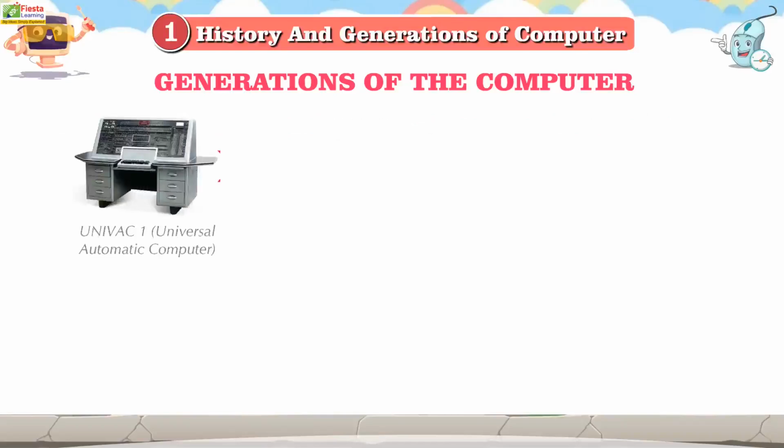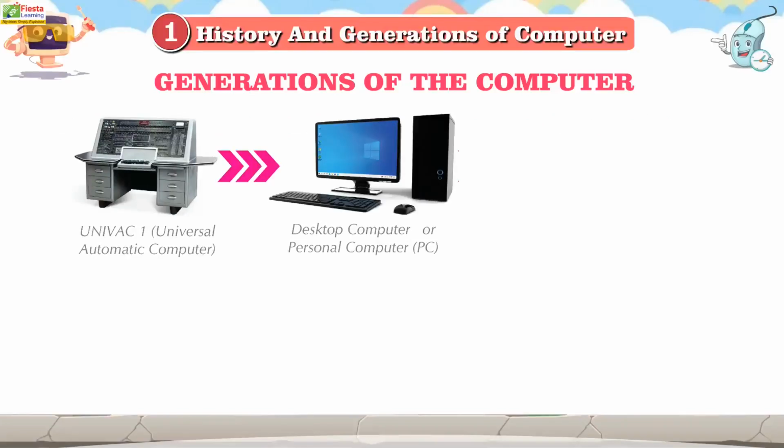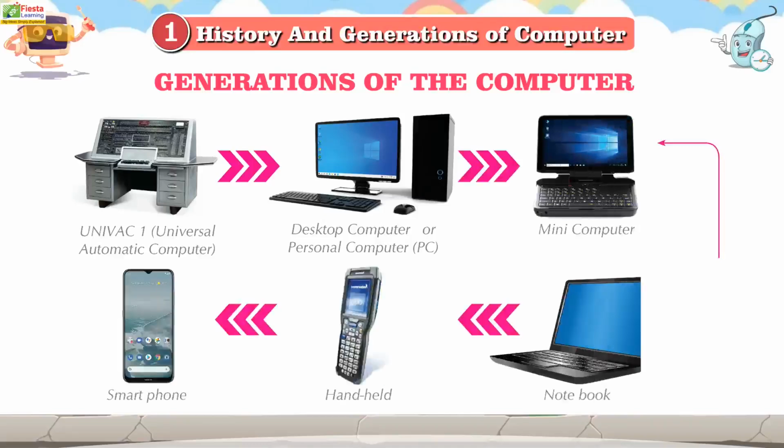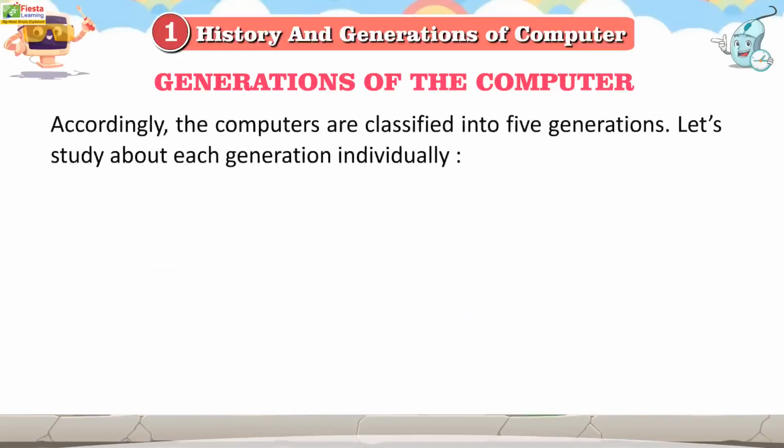UNIVAC 1, Universal Automatic Computer. Desktop computer or personal computer PC. Mini computer. Smartphone. Handheld. Notebook. Accordingly, the computers are classified into 5 generations. Let's study about each generation individually.